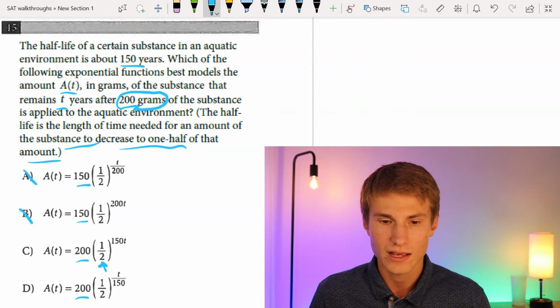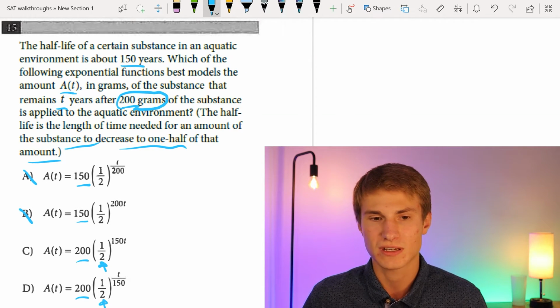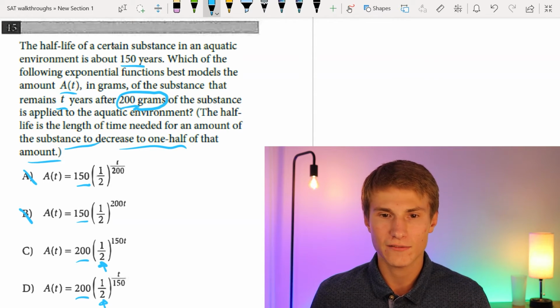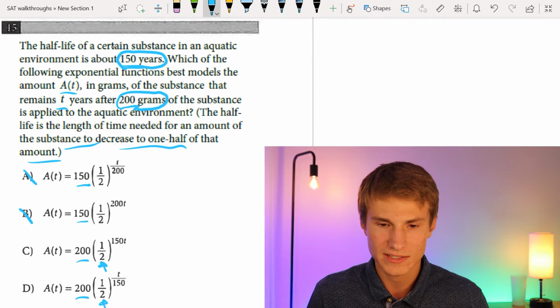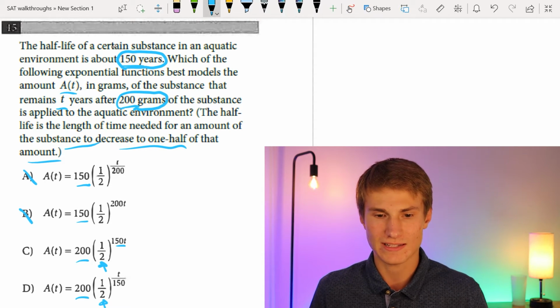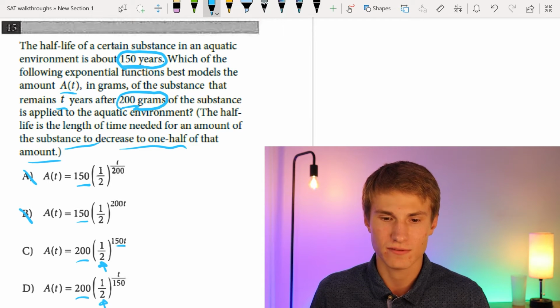Next thing we see is that answer choices C and D, they each have the correct factor of 1/2 in our parentheses, which is because we are going to decrease by a factor of 1/2 after we reach that 150 years for that half-life. So now the next thing we have to take a look at is our exponents. Keep in mind that once 150 years have gone by, that's when the amount is half of what it initially was. So we need that 1/2 to be raised to the first power.